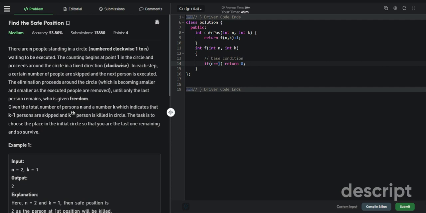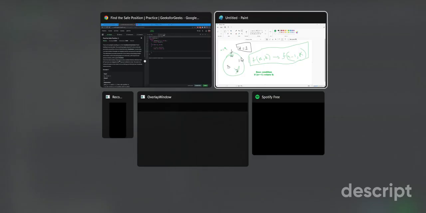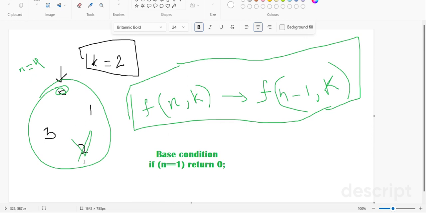And if there is one person, then in zero-based indexing, we should return a 0. And this becomes our base condition. Other than this, what we need to return, now we can just put something over here. If it is a circle of 4, then it is dependent on a circle of 3. Because if the first person kills one person, then a circle of 3 is left.